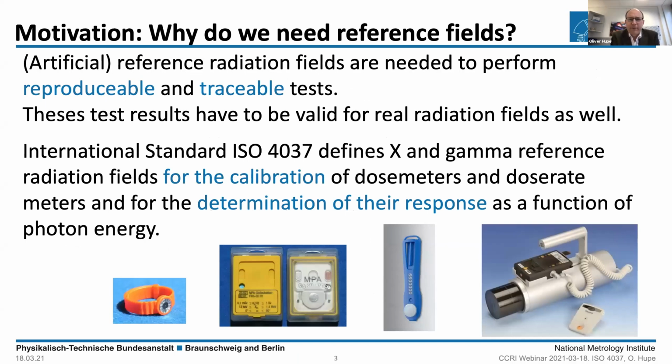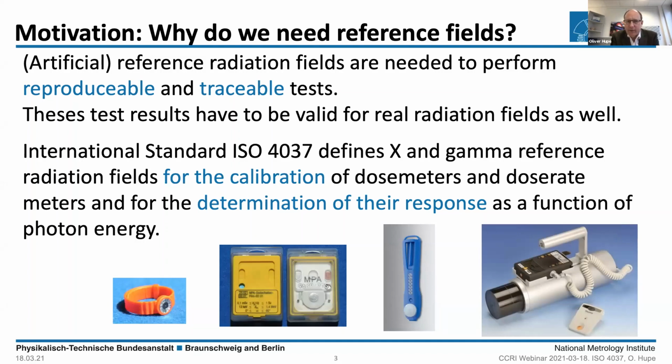Why do we need reference fields? Artificial reference fields are needed to perform reproducible and traceable tests. That means if I have an instrument under test, an active area dosimeter, a pulsed dosimeter, a passive eye-lens dosimeter, or a finger ring dosimeter, and I want to perform IEC or ISO type tests, I have to ensure that the results will be independent of the laboratory where the tests have been done. So therefore, they all have to use the same radiation quality to get the same results on the same device. And that's the reason for the reference fields and why we have defined them.